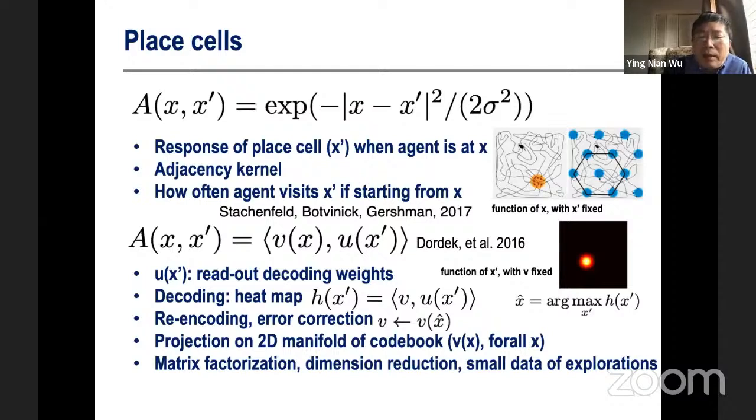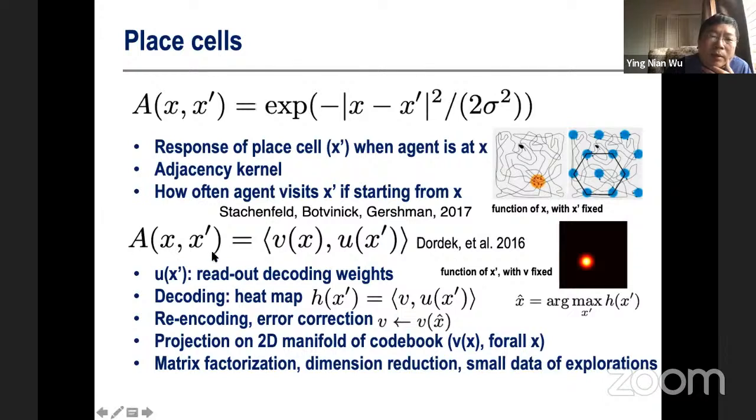So each time you can project your vector v onto this code book, and then you can get your x, the position, and also you can re-encode it. So this way you can get rid of the noise. We know that neurons tend to be noisy, and this projection can play the role of error correction.